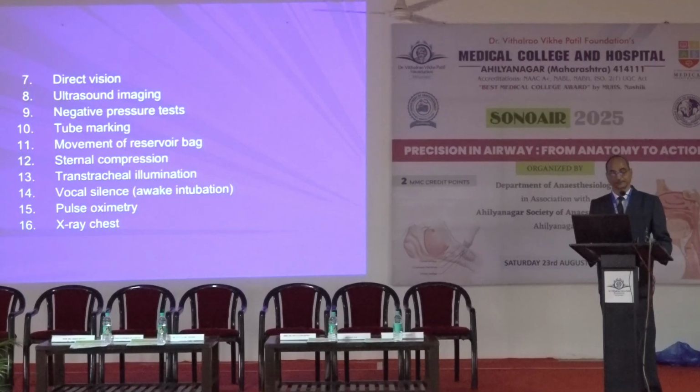Then the other methods: direct vision, ultrasound imaging, which they will be talking about later, I think. Then the negative pressure test, the tube marking, the movement of the reservoir bag, sternal compression, transtracheal illumination, vocal silence, awake intubation, the pulse oximetry and the X-ray chest. These are the other ways to confirm placement of the endotracheal tube in the trachea.